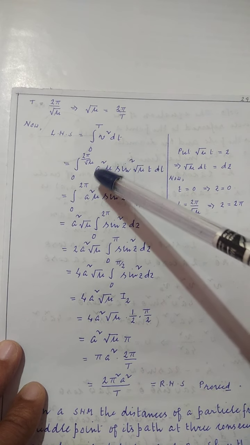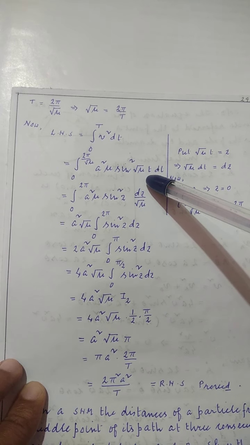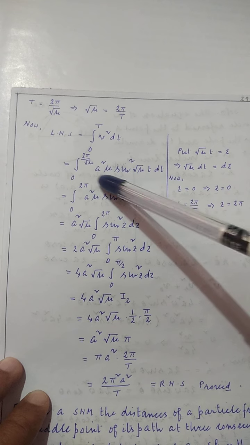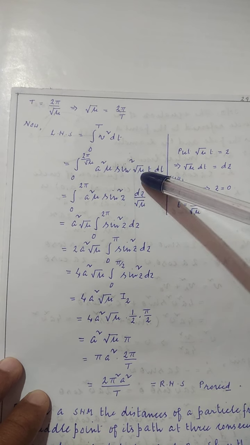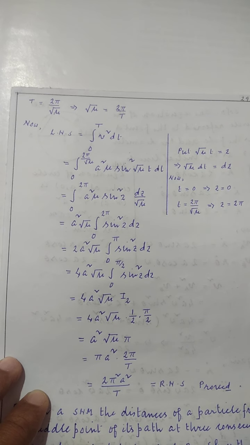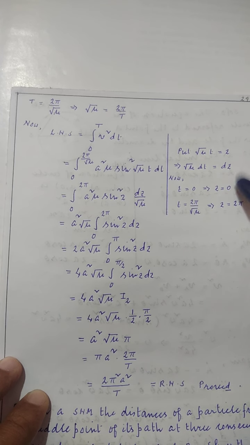And we know the expression for v. So for v square what will you get? Just now we have written the expression for v. It is a square mu sine square root over mu t dt. Now in order to evaluate this integral, we will take the help of the method of substitution. So substitute root over mu t is equal to z. So from this root over mu dt you will get dz. Now change the limits. When t is equal to 0, z is equal to 0. When t is equal to twice pi by root over mu, z is equal to twice pi.